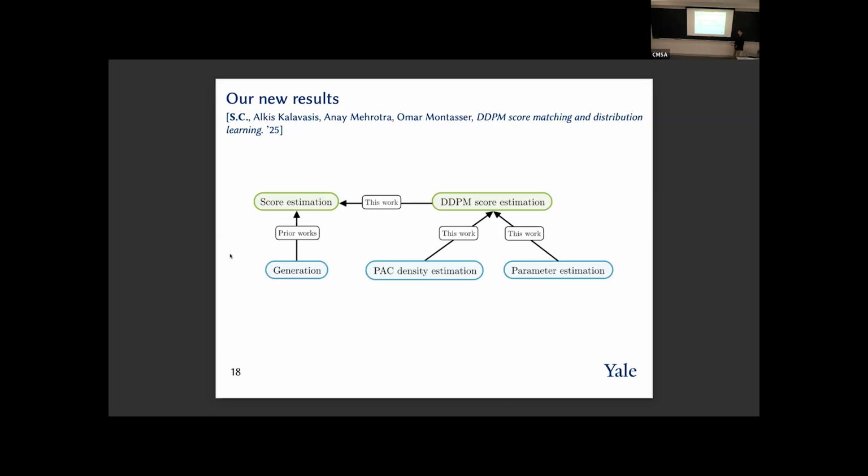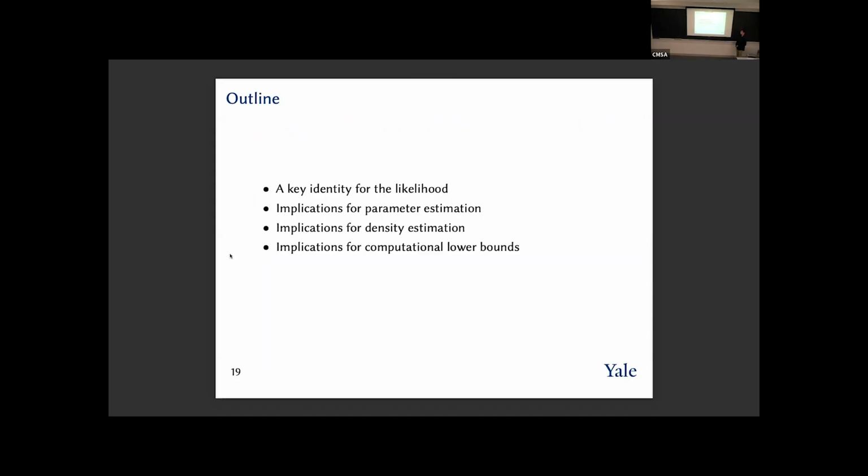This tells us that score estimation is perhaps a more powerful task than we thought previously, because it enables you to do more forms of distribution learning. But because it's more powerful, it also makes it more vulnerable to lower bounds. If you have a lower bound against any of these branches, you get a lower bound against the task of score estimation. So I will try to make this a little bit more precise. All of this really comes from a key identity for the likelihood, which I'll explain, and then I'll show you why this implies various things for these other tasks.